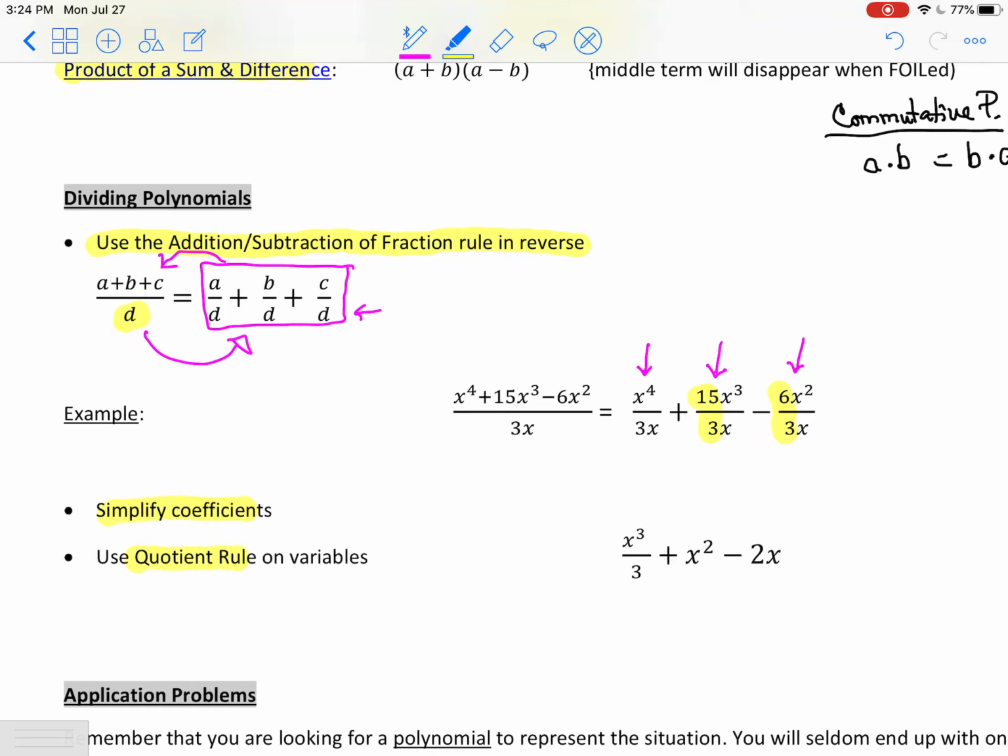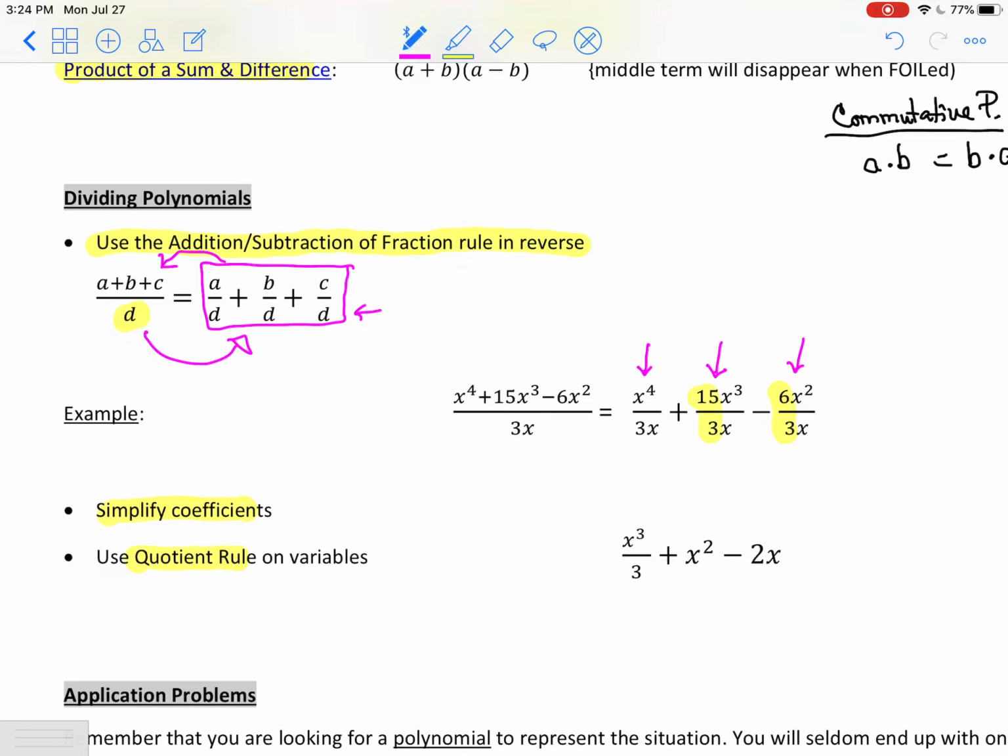And we are going to use the quotient rule on the variables. And you don't actually have to list out, remembering that the quotient rule is subtracting those exponents. That's fine. You don't actually have to list all of that out separately. Let me show you what I mean by that.